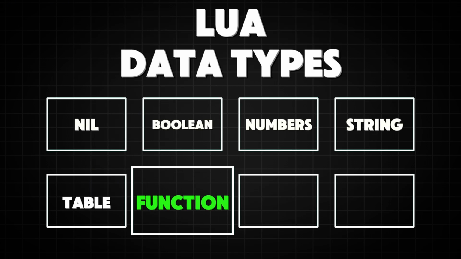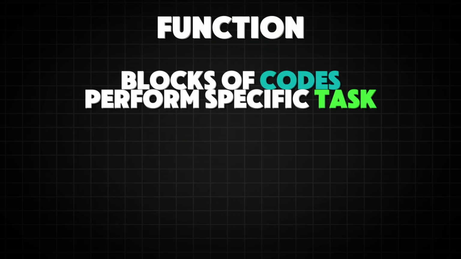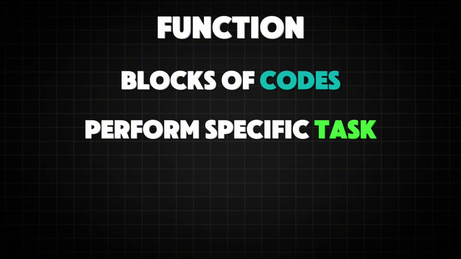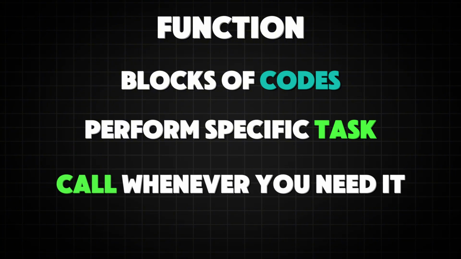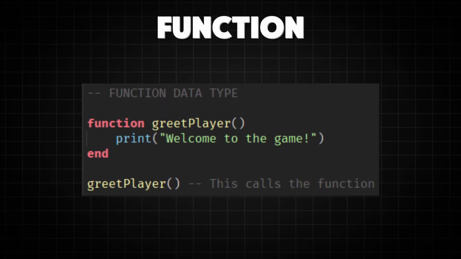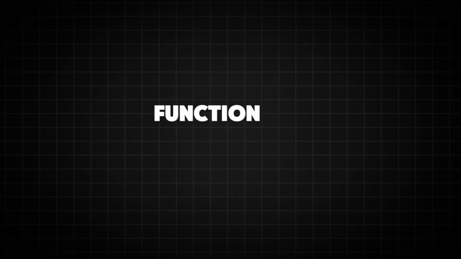Next is function. Functions are blocks of code that perform specific tasks. You define a function once and can call it whenever you need it. Let me give you an example. In this example, we create a function called greetPlayer that prints a message to the console. We can call this function whenever we need to greet the player.